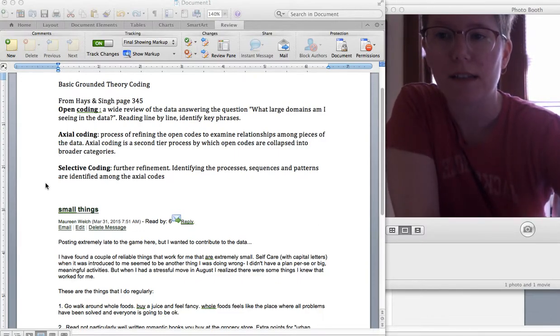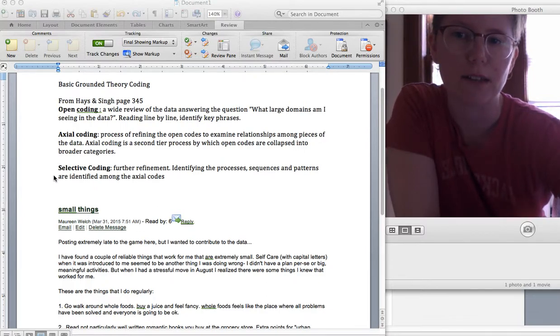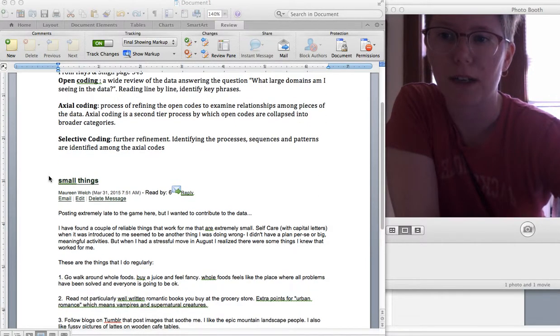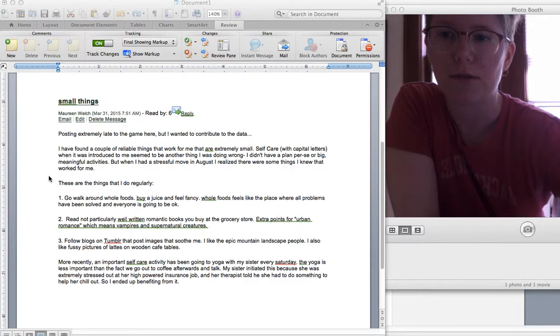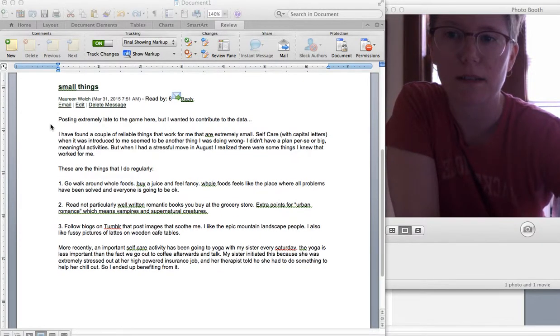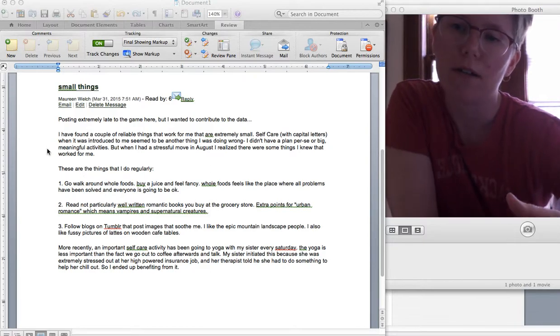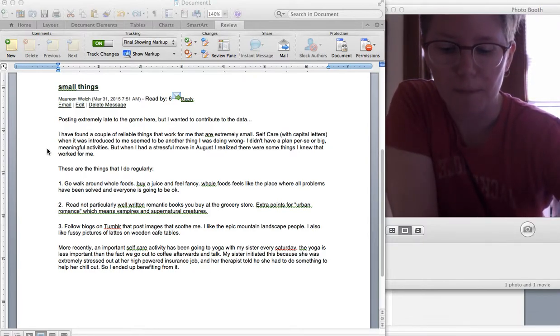So for this assignment, I would say do the first two. We don't have really enough data to do selective coding, I would say. But you can do open and axial coding, and I'm going to take you through just really briefly Maureen's post, Small Things. So I've read this a few times already, so I'm ready to start my open coding, where I'm looking for key statements that I think really get at what's going on here.